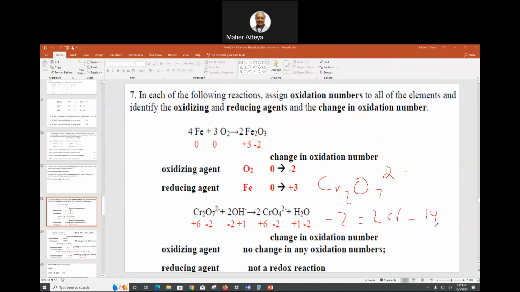Add +14 to both sides. So then you have 12 equal to 2 chromium, so chromium here in dichromate is +6. That's what we got, +6. The same calculation, you can do it for chromium here in chromate. So this is the dichromate ion.